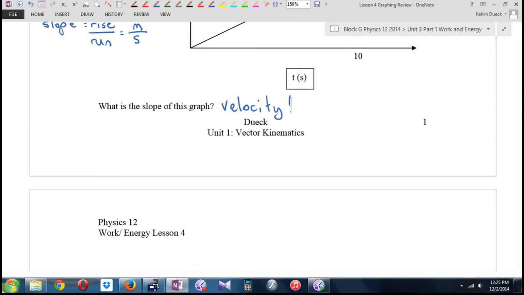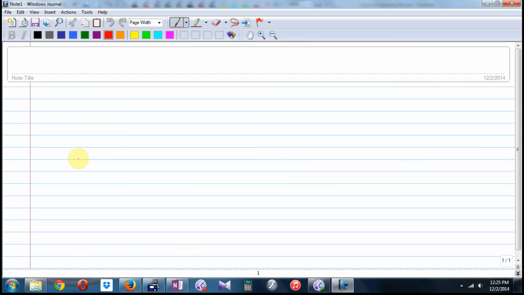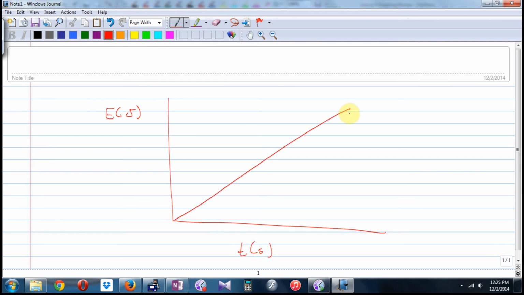As an example, supposing you saw a graph that looked like this. And on the y-axis, we were measuring energy. And on the x-axis, we were measuring time. And you had a graph like that. What's the slope? Power. How'd you figure that out? Joules per second. Don't memorize that graph. Derive what the slope means.